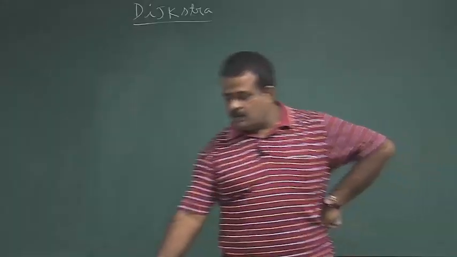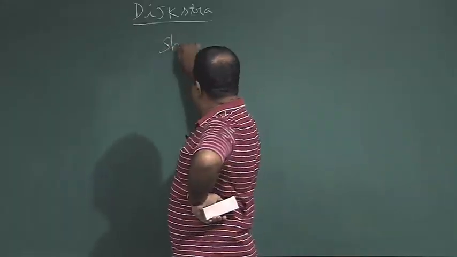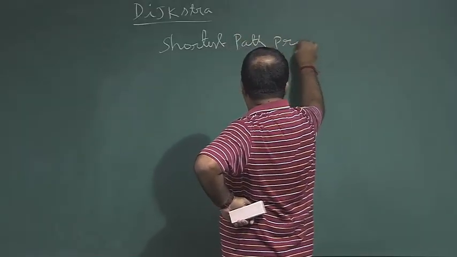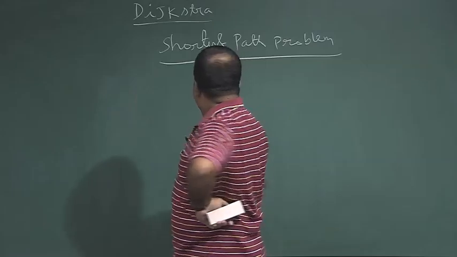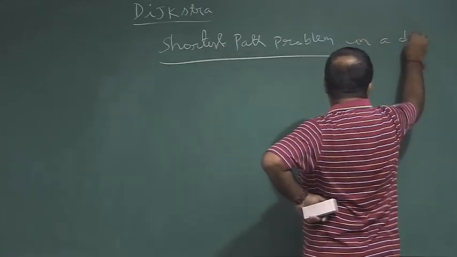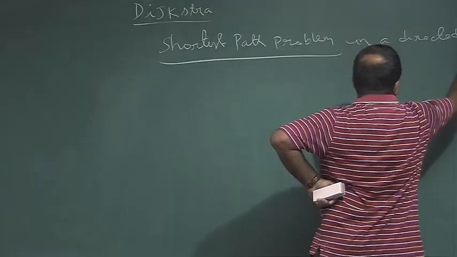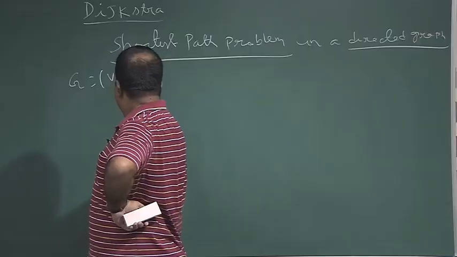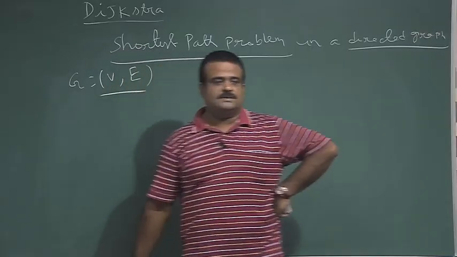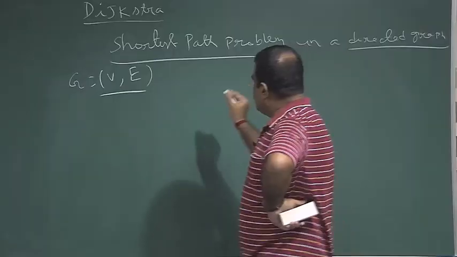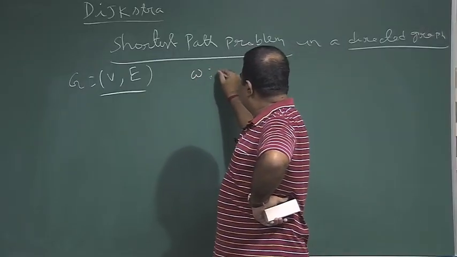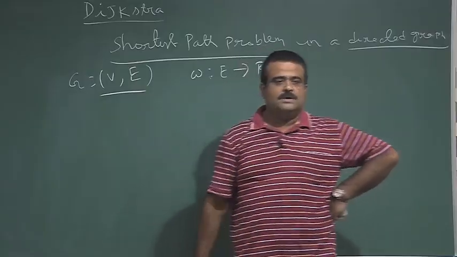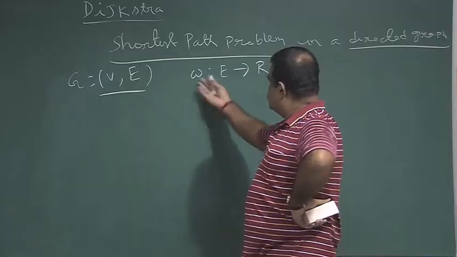Okay, so we will talk about the shortest path problem. In a directed graph, suppose we have a directed graph G = (V, E), where V is the set of vertices and E is the set of edges, and we have an edge weight. This is basically a function from E to the real numbers. So, this is the weight function.